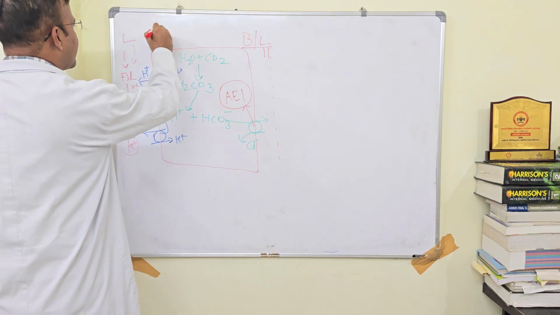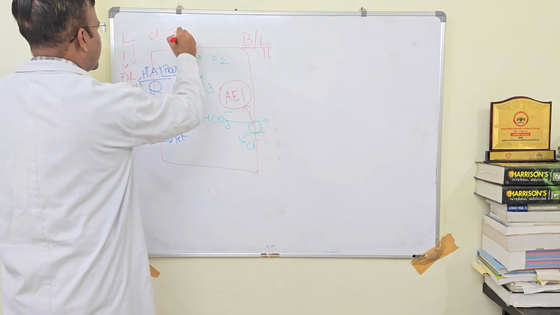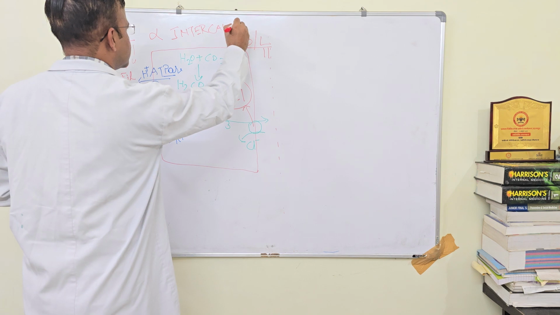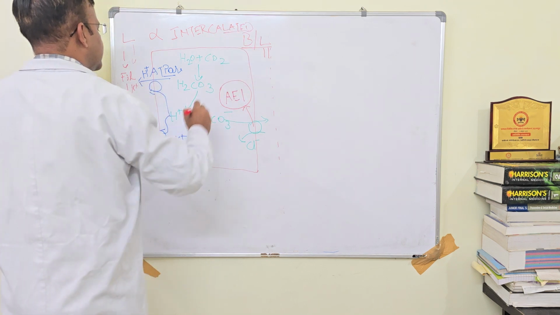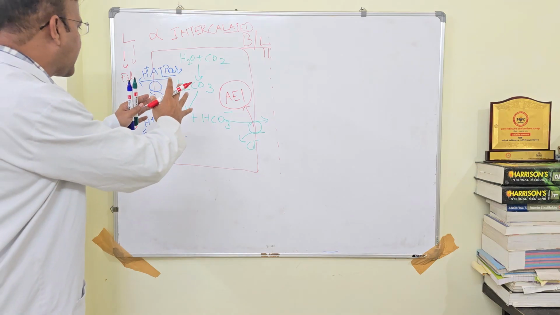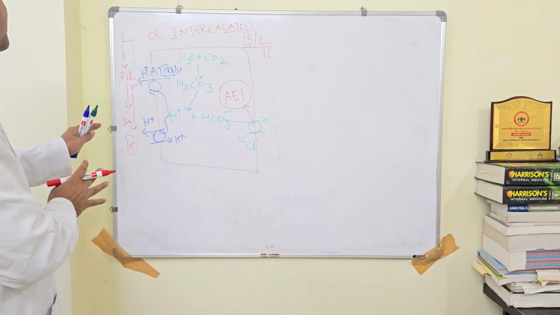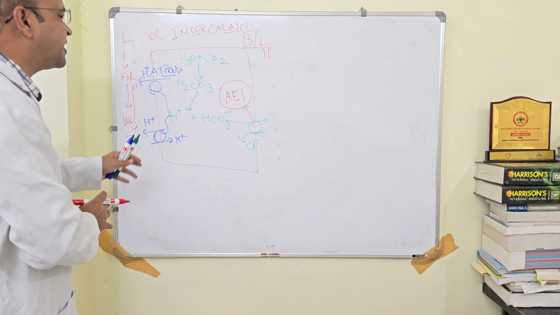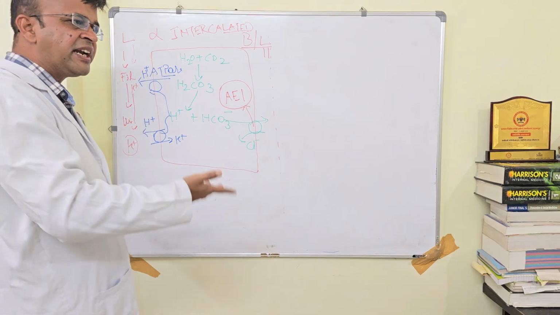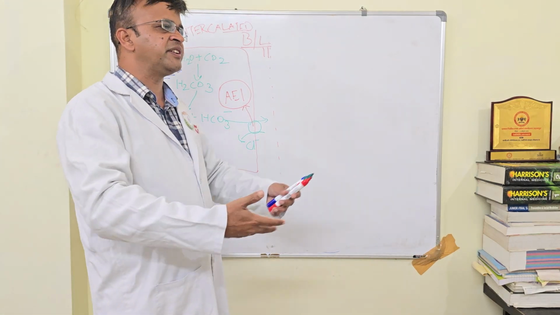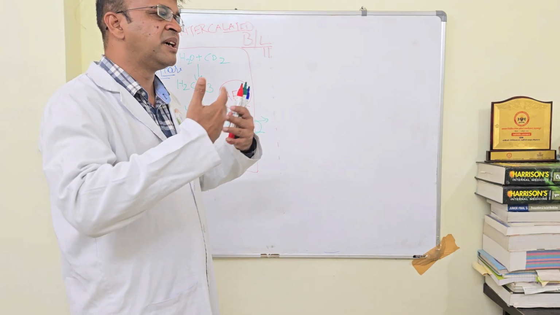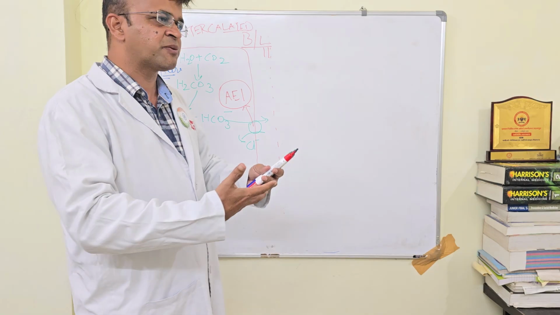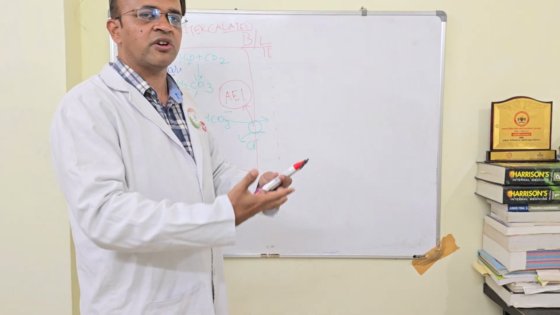So what exactly is our alpha intercalated cell doing? Basically they are helping in the secretion of H plus ion via two ion channels, H plus ATPase and H plus K plus ATPase, right? Now why do we need to secrete H plus ion? Because our body is continuously synthesizing a lot of H plus ions, especially from protein metabolism. A lot of H plus ions are being produced as the end product of metabolism.